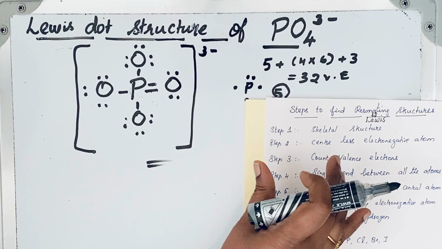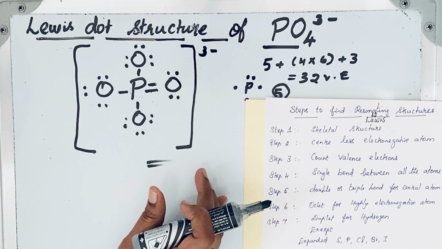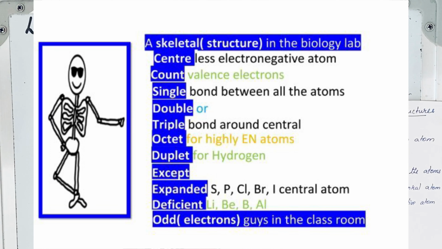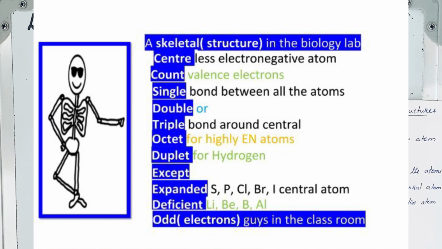All these steps, if they are in the form of a mnemonic, it is easy, isn't it? So for that, just remember this mnemonic: A skeletal in the biology lab center: count single, double, triple, octet, duplet, expanded, deficient, odd guys in the classroom. See, the highlighted ones represent the steps. If you remember the mnemonic, you can solve any type of Lewis dot structure.